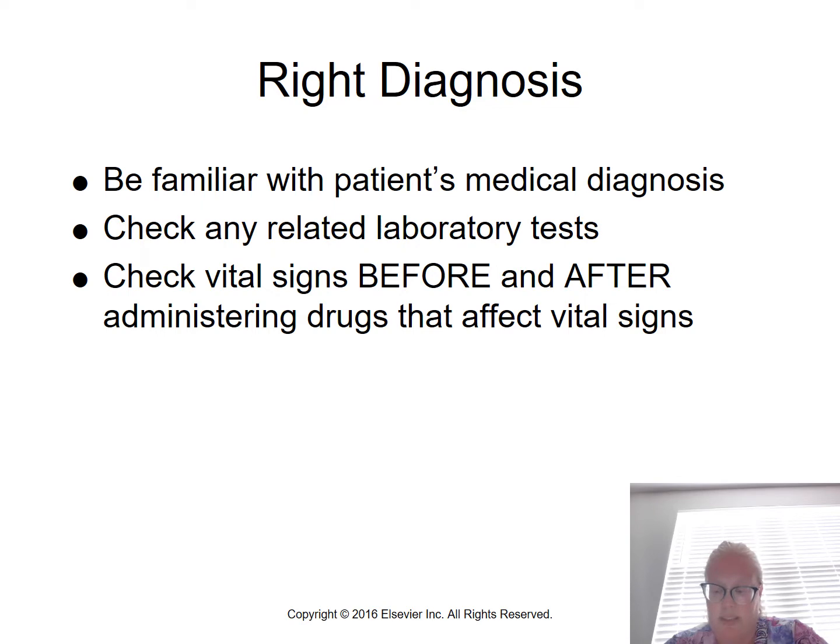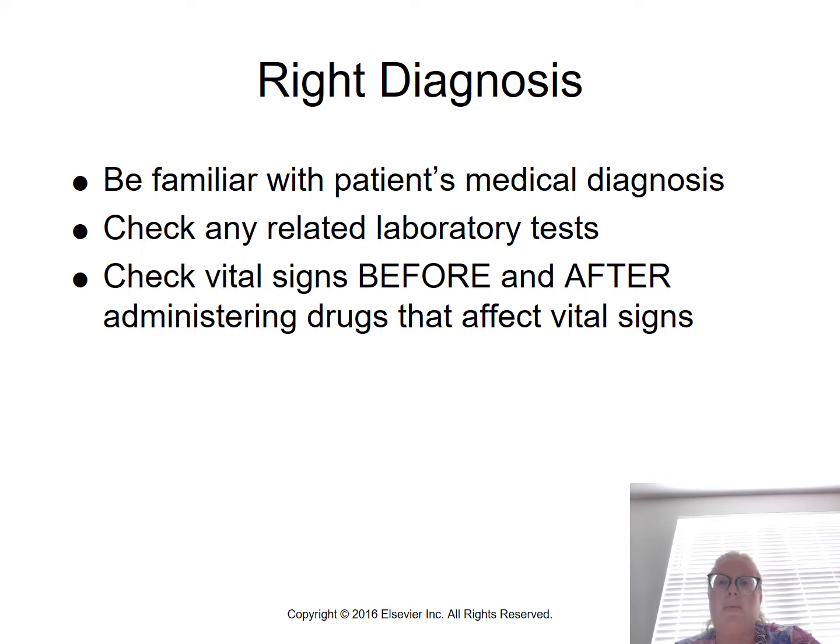Okay, right diagnosis. The patient's diagnosis should match the drug's purpose. What should the nurse do if the diagnosis does not match the drug's purpose? You should certainly question the prescription. So you need to be familiar with your patient's medical diagnosis. You should get this type of information in an SBAR report from shift to shift, but just in case you don't, you may need to make sure that you look in the patient's chart to ensure that they have that diagnosis.